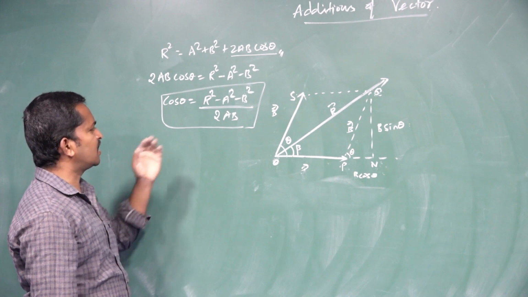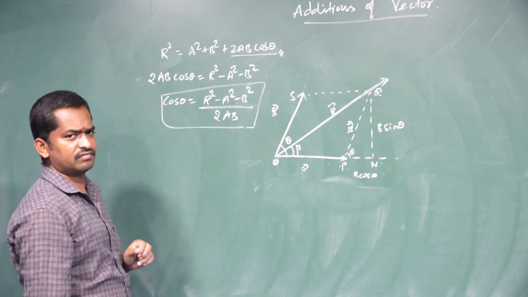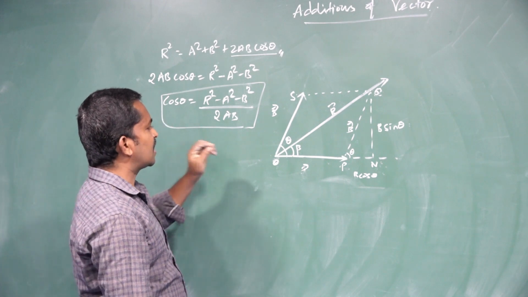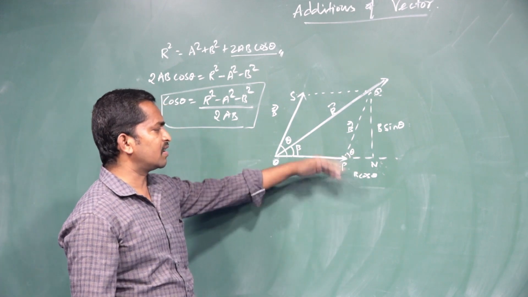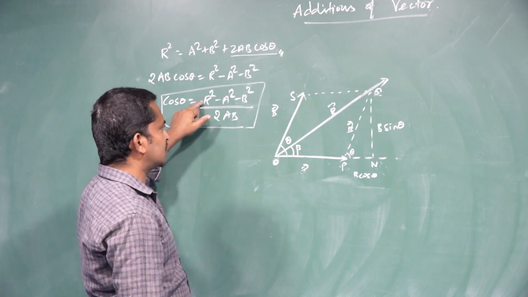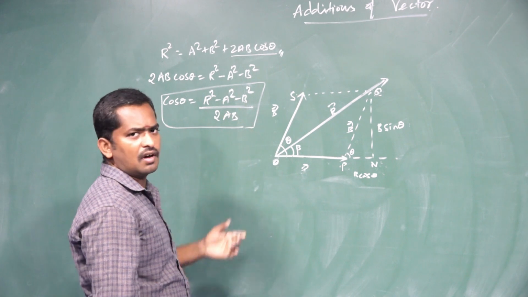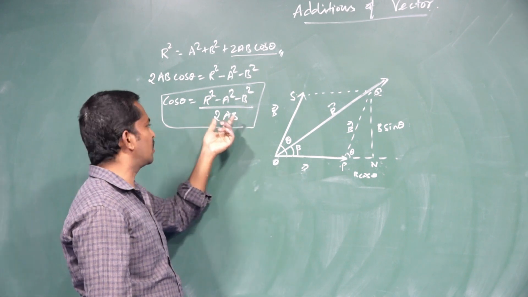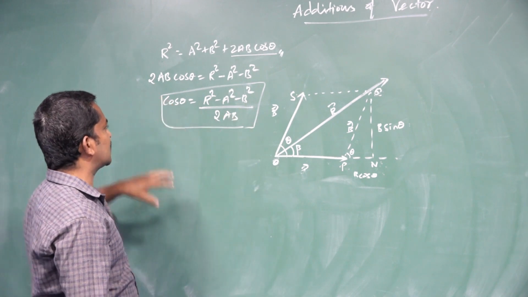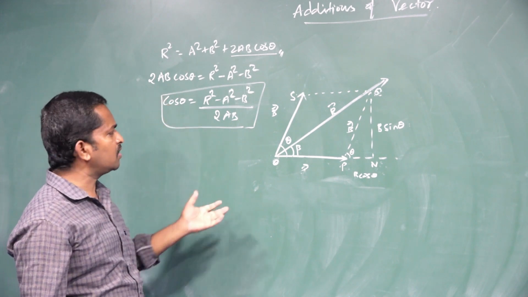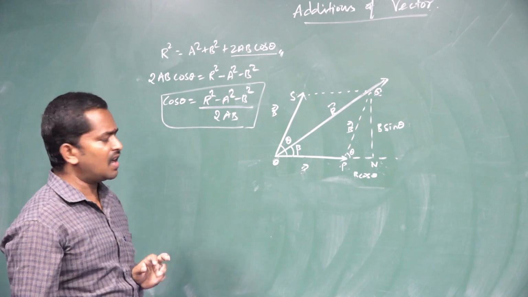What is the importance? I can calculate the theta value. Sometimes in the NEET exam, they give the angle between vector A and vector B to find the resultant vector, or the magnitude of vector A or vector B. So any one of these. This is the law of cosines: cos theta is equal to R square minus A square minus B square divided by 2AB. And next one is the law of sines.